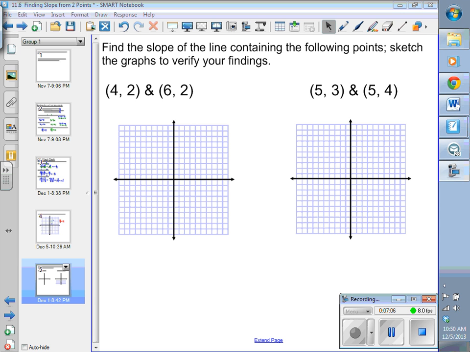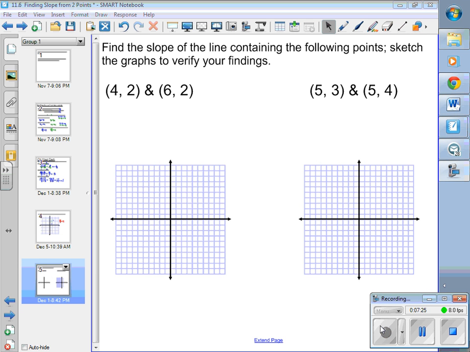Okay, now I encourage you to use both methods to verify the slope of the line on these. You can find a change in y over change in x and use this rise over run method to do this. Go ahead and come back to me after you've done it. Okay, hopefully you've had enough time to go ahead and do these.